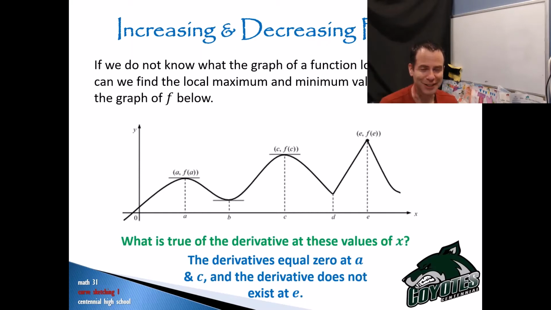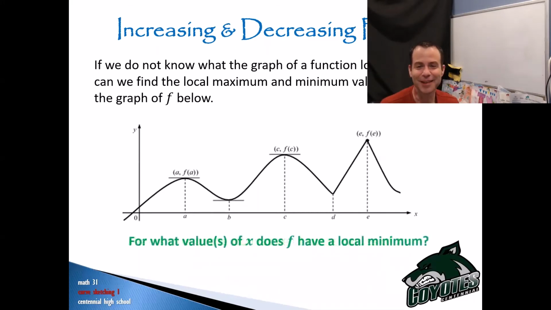We're going to go just a little slower. For what values of x does f have a local minimum? Well, now I'd want you to say, hey, I have a local minimum at B, and I have a local minimum at D. I can't call this a local minimum because I haven't changed direction. So we're just going to stick with B and D.